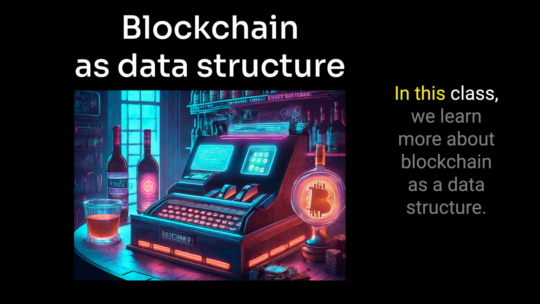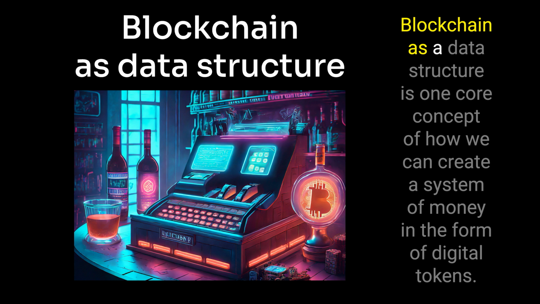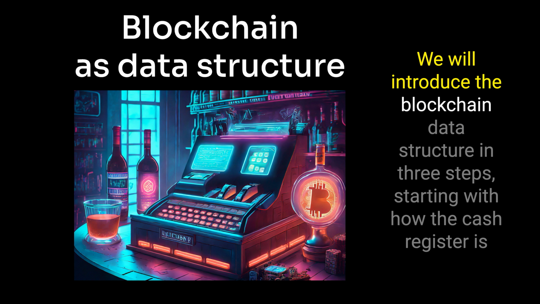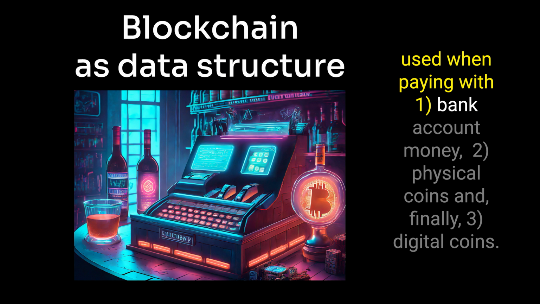In this class, we learn more about blockchain as a data structure. Blockchain as a data structure is one core concept of how we can create a system of money in the form of digital tokens. We will introduce the blockchain data structure in 3 steps, starting with how the cash register is used when paying with 1. bank account money, 2. physical coins, and finally 3. digital coins.